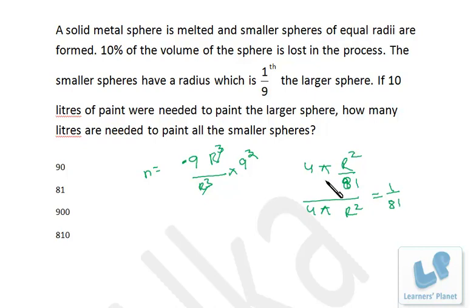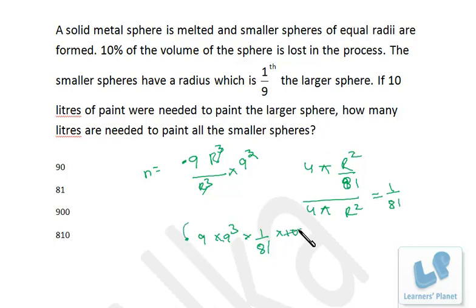But how many spheres do we have? 9 into 9 cube, right? So 9 into 9 cube. And the surface area of each sphere is 1 upon 81 times. So the paint requirement will be 1 upon 81 times of 10, right? Because 10 liters of paint is required to paint the larger sphere.